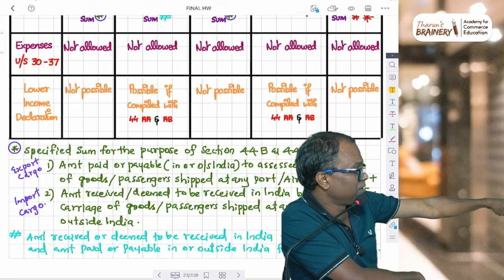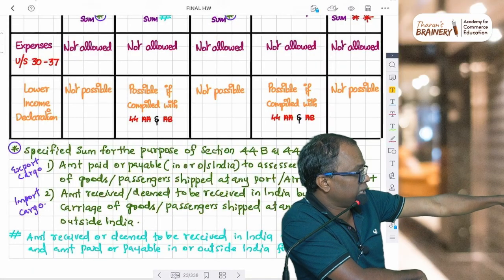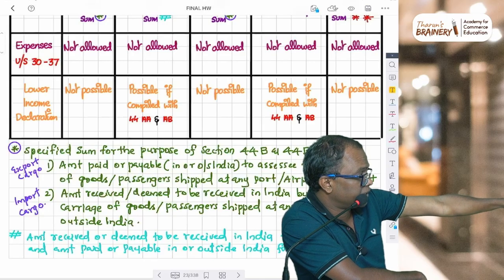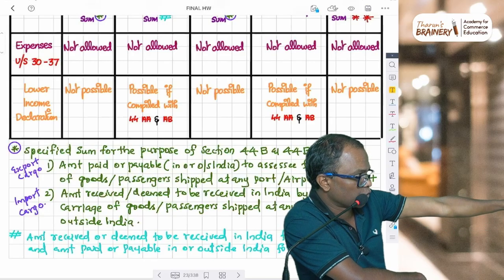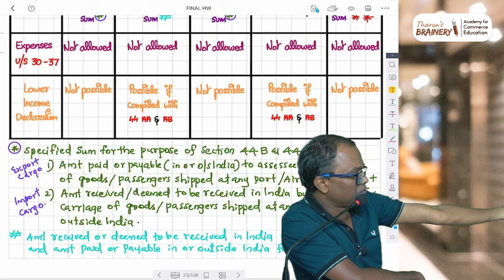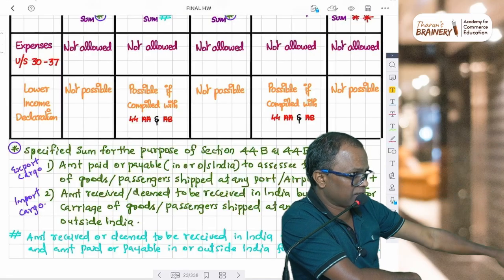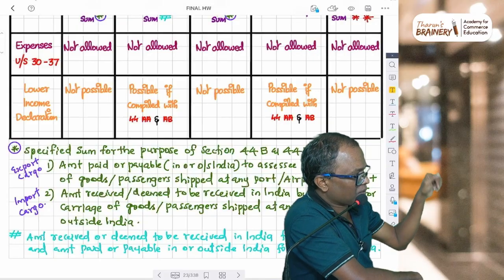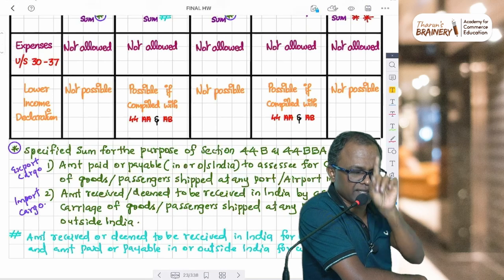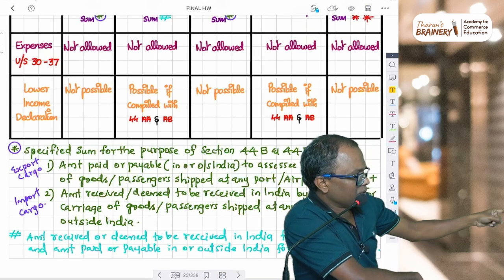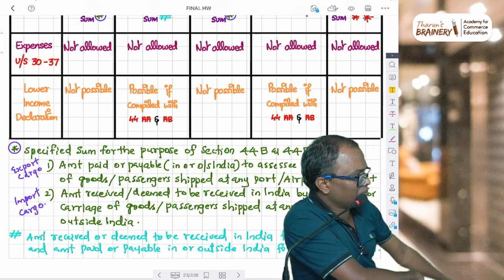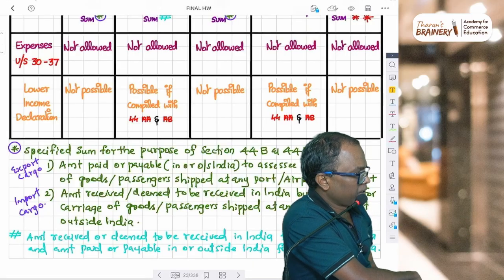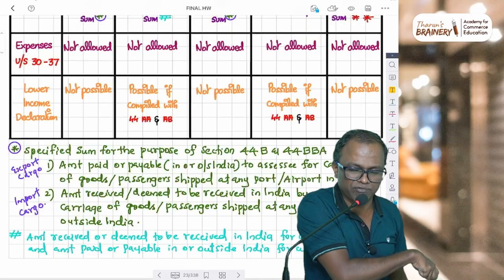Here the specified sum, for the purpose of 44B and 44BBA, that is shipping and aircraft, means the amount paid or payable, in or outside India, to the assessee for carriage of goods and passengers shipped at any port or airport in India. Originating port in India: even though money is received from outside India, it should be taken. Originating port from India means export cargo. But regarding import cargo, remember the freight must be received in India. So the amount received or deemed to be received in India by the assessee for carriage of goods or passengers shipped at any port or airport outside India. Take the total, and 7.5% of it is the income.